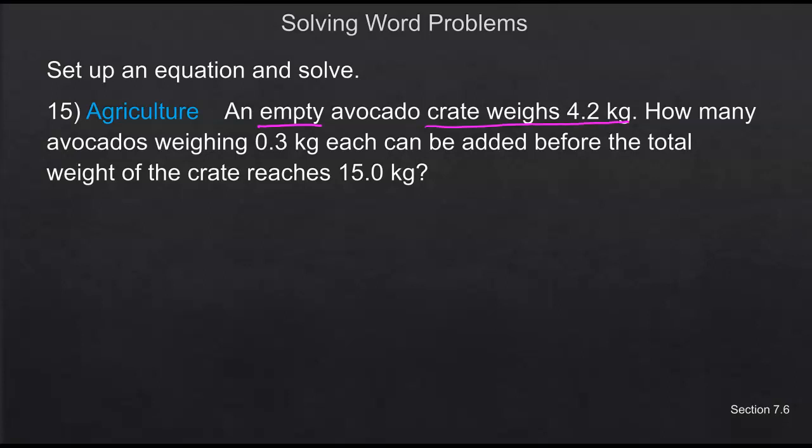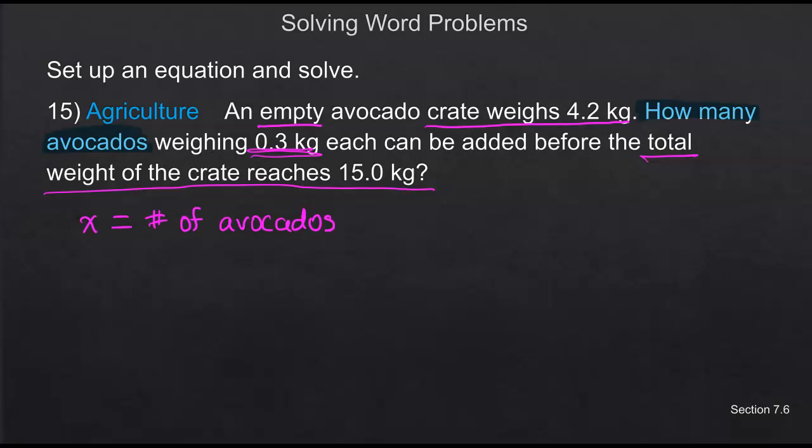And then it says how many avocados. So notice how many avocados weighing 0.3 kilograms each can be added before the total weight of the crate reaches 15 kilograms. So the total weight of the crate will be 15. And then the avocados weigh 0.3 kilograms each. And then we have to set up our equation based on that. So how many avocados? That was the question. We're going to write that as x equals the number of avocados. So that's our goal right there.